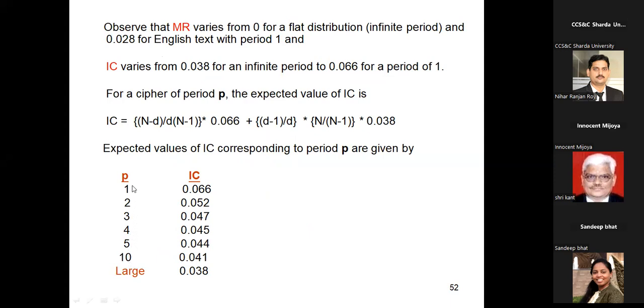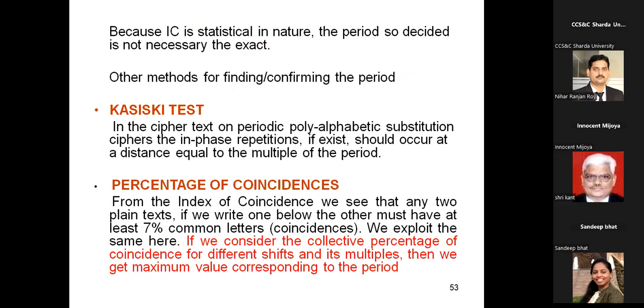This is the length of the key. P is equal to 1, index is this, P is equal to 2, P is equal to 10 means very high, very lengthy key. It means it is highly polyalphabetic. So this can also be used for understanding polyalphabetic and other tests.